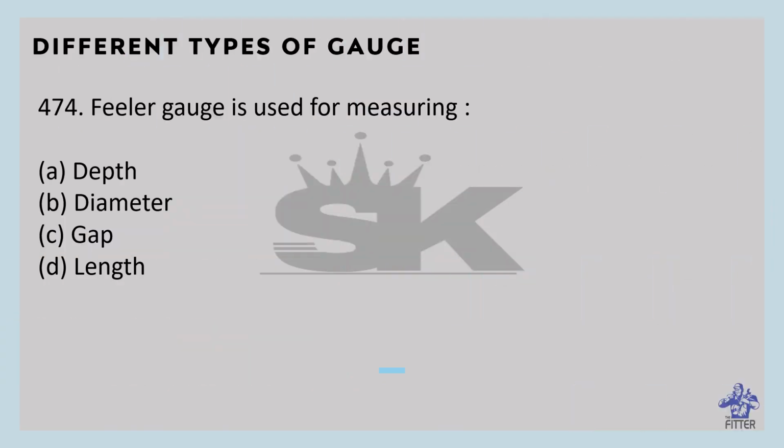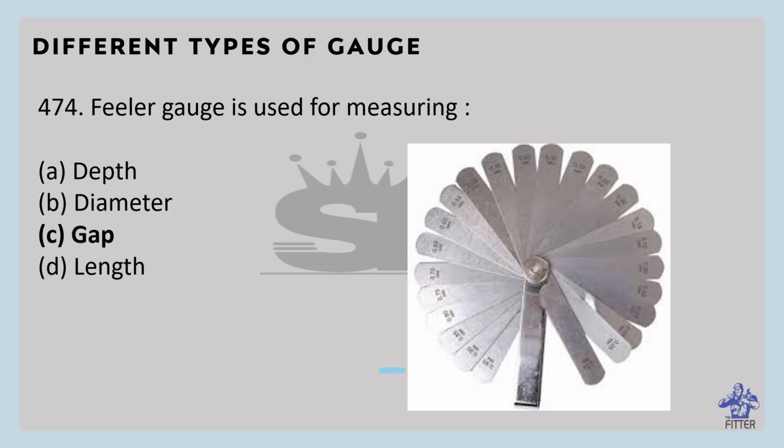Feeler gauge is used for gaps. Okay. A feeler gauge is a tool used to measure gap widths. And these are mostly used in engineering to measure the clearance between two parts. This is the feeler gauge.